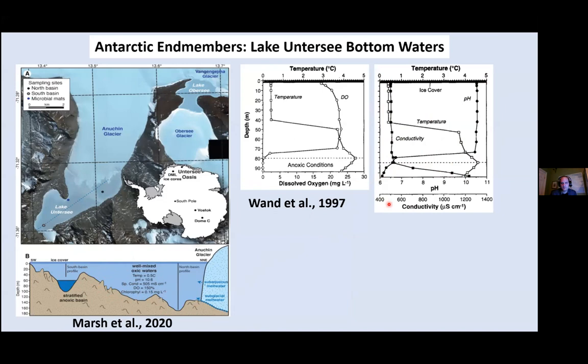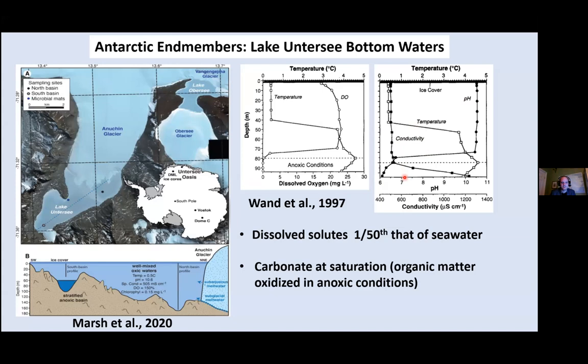And what seems to have happened is that there was sulfur oxidation in the main lake. The sulfur then reduced, turned to H2S, and instead organic matter oxidized, and you ended up with your bicarbonate-rich composition. Solute concentration about a 50th of seawater. At saturation, organic matter oxidized. And again, this developing of this high concentration water seems to bring you down to around a neutral pH.